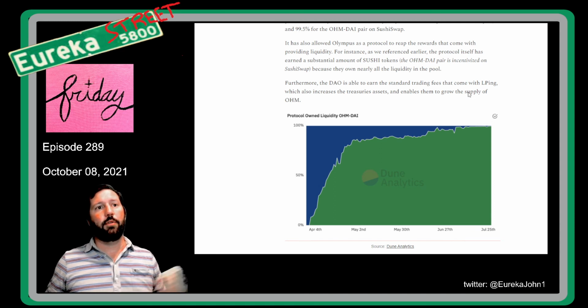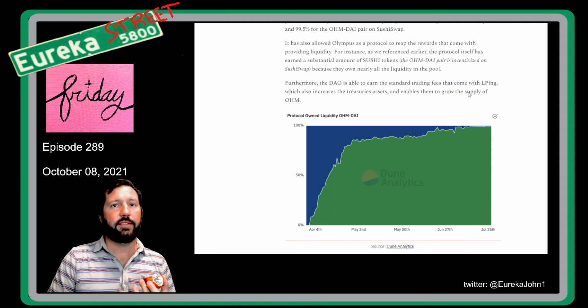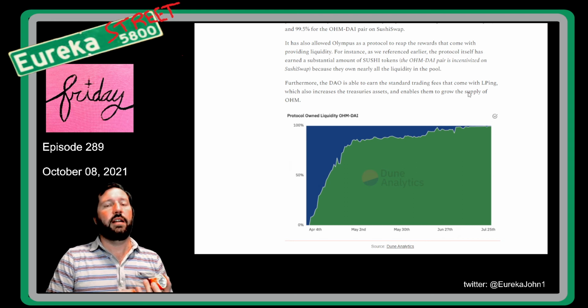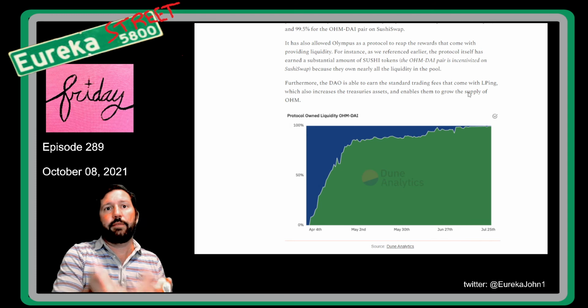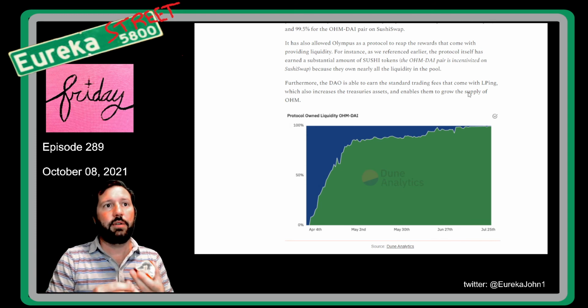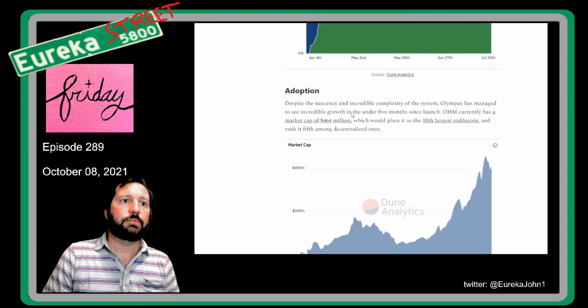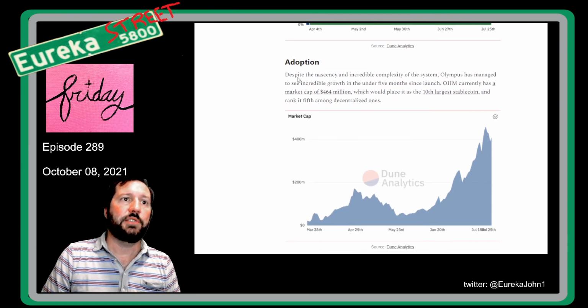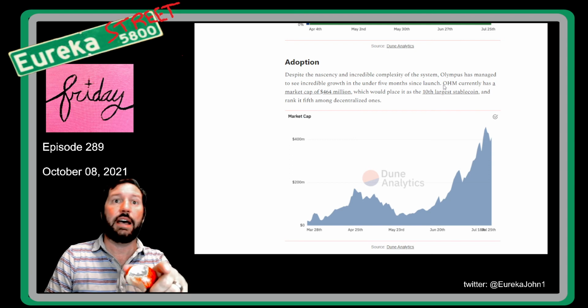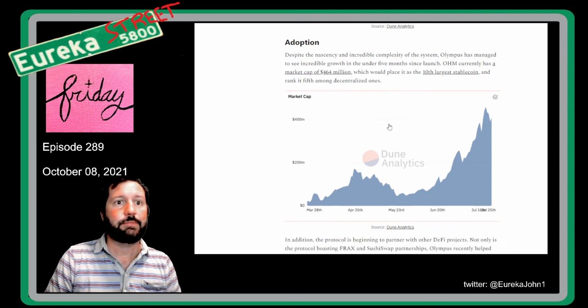So they can buy more OHM and mint more OHM and all that stuff because they are earning the standard trading fees that come from taking part in liquidity pools, and they have the liquidity pool tokens. So there's been an extremely high adoption. Despite the nascency and incredible complexity of the system, Olympus has managed to see incredible growth just under 5 months since launch, and this was back in July, so it'll be about 8 months now.